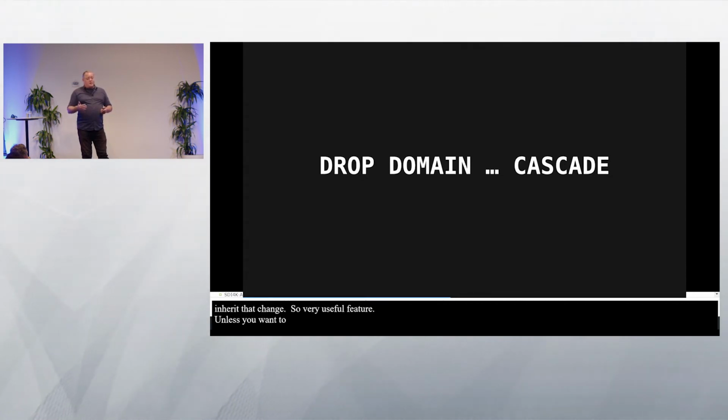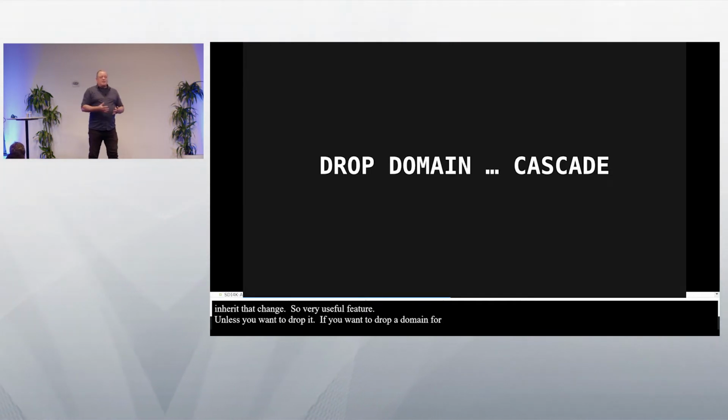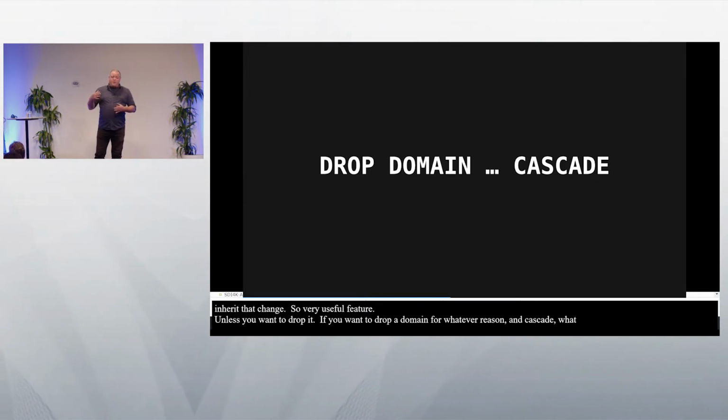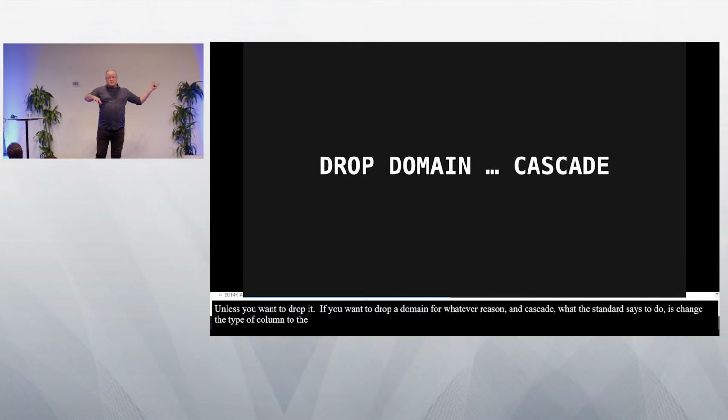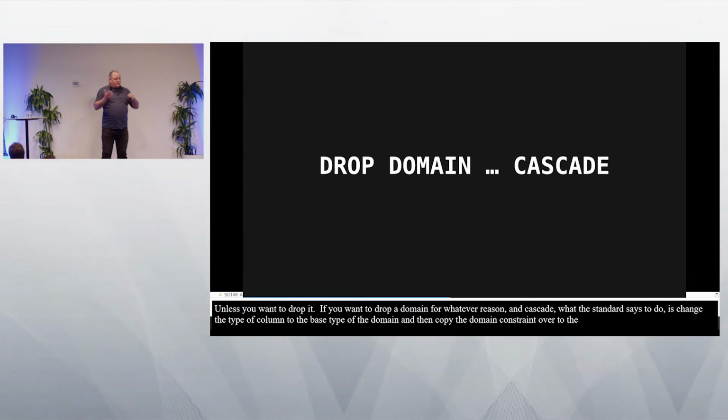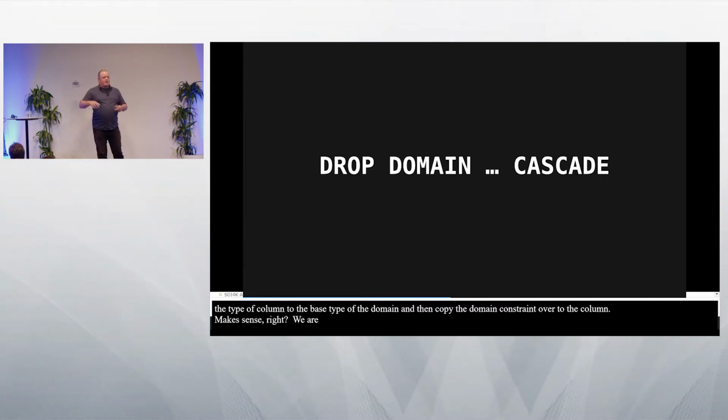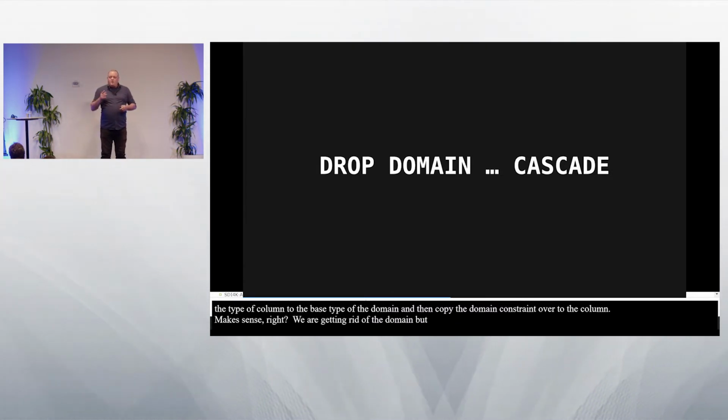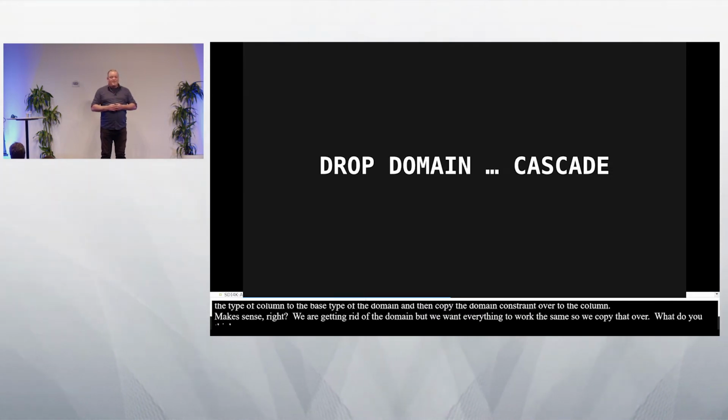If you want to drop a domain, for whatever reason, and cascade, what the standard says to do is change the type of the column to the base type of the domain, and then copy the domain's constraint over to the column. Makes sense, right? We're getting rid of the domain, but we still want everything to work the same, and so we copy that over. What do you think Postgres does? It drops the column.